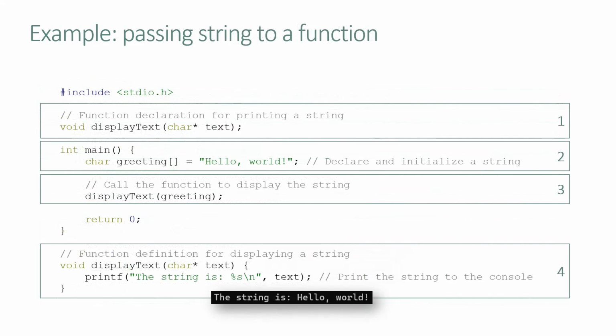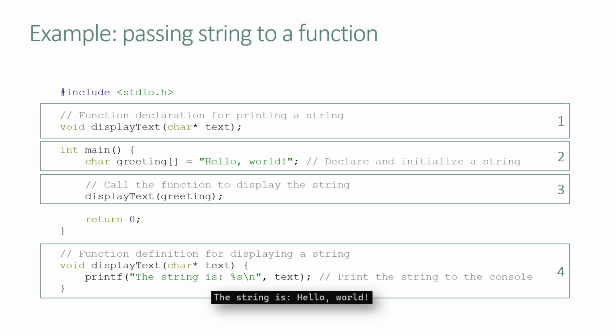Let's dive into this piece of code. It's a simple C program that's all about printing a string. 1. First up, we've got this function called displayText that's designed to take a string as an input and then print it out. Think of it like a megaphone that just shouts out whatever you give it. 2. In the main part of the program, we create this string, or a bunch of characters, and we call it greeting. It's like a label we stick on something we want to say, which in this case is hello world.